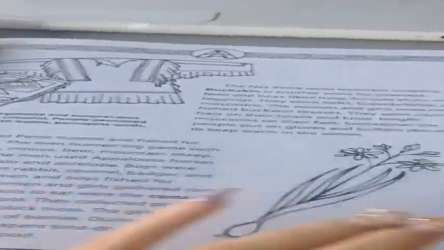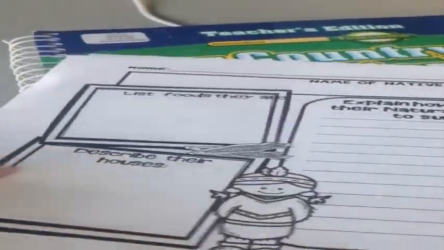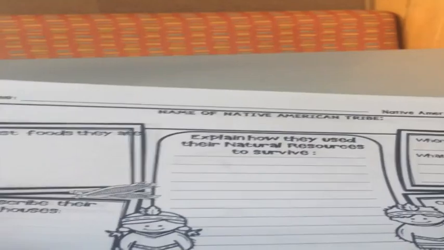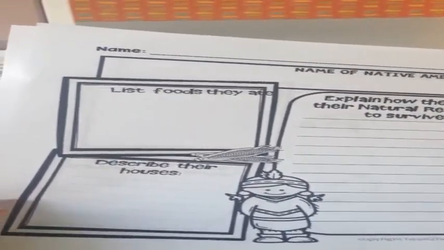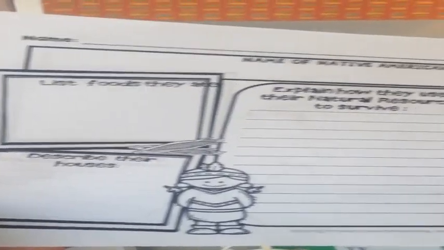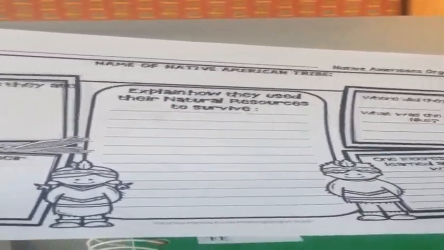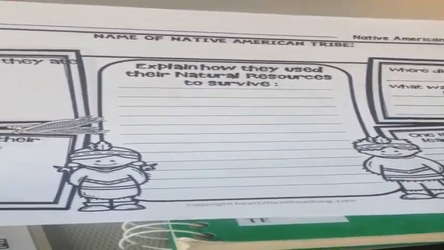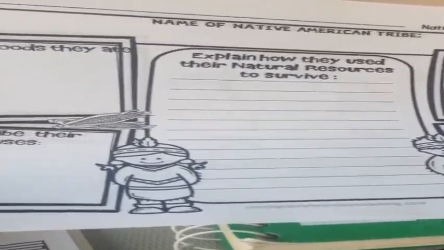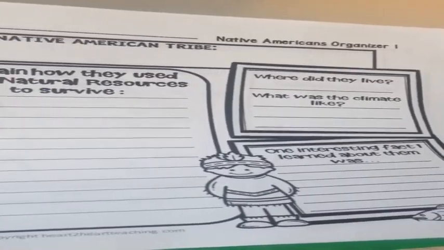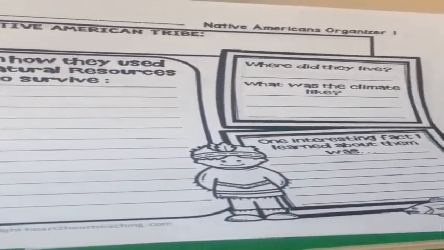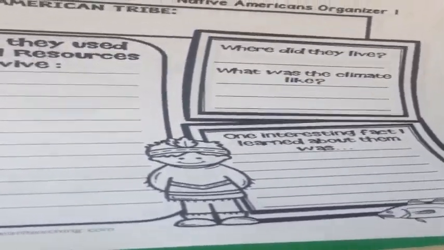And from here, they would use a graphic organizer similar to this one. And they would fill out the name of their tribe, as well as list the foods they ate, their houses, how they use their natural resources, which was one of the focuses in the textbook, and then where they lived, what their climate was like, and then just another interesting fact.